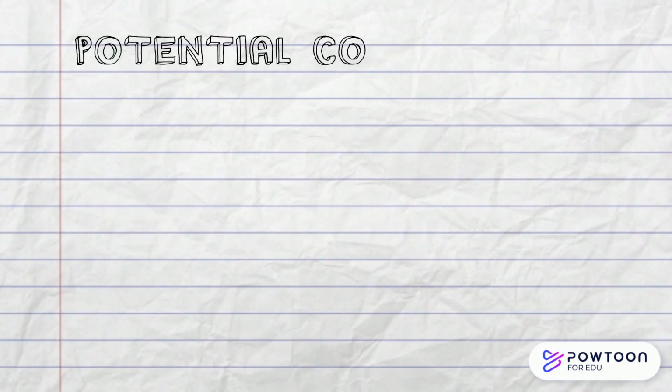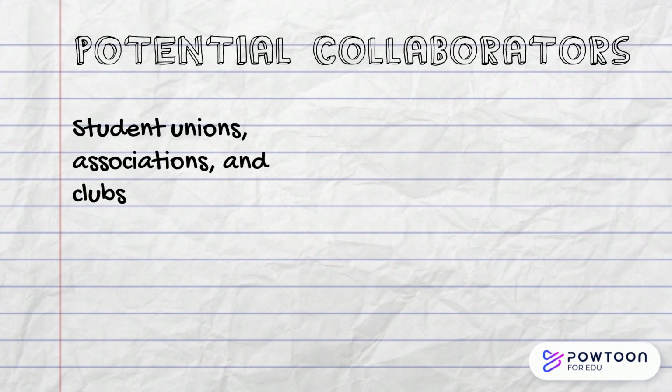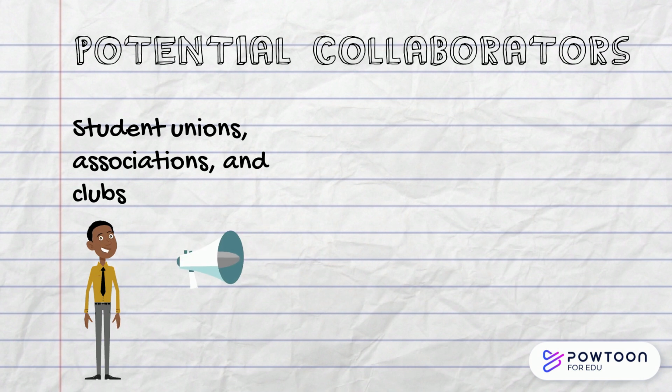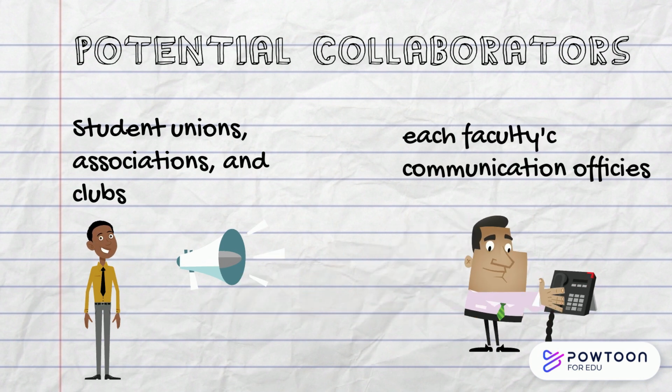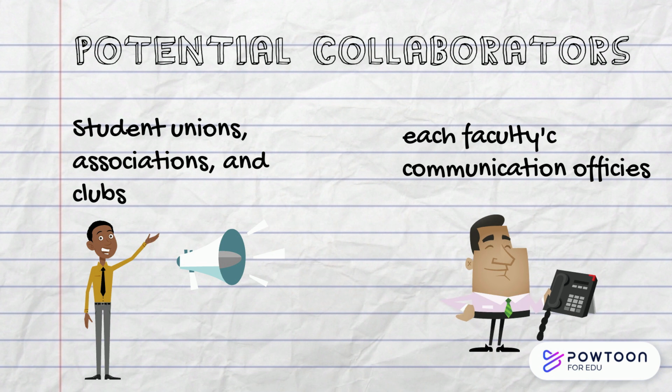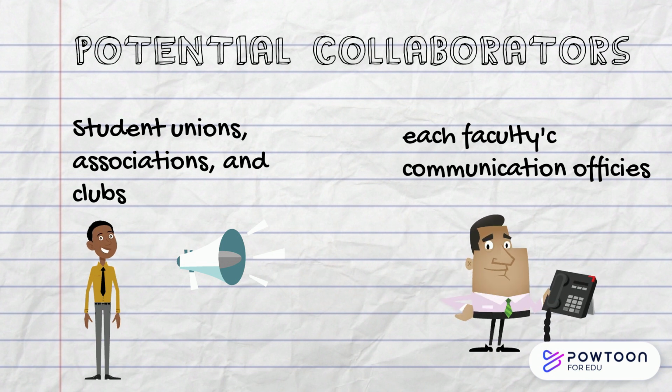For potential collaborators, we plan to reach out to different student unions, associations, and clubs, since they are most likely the ones being contacted for support by student-led advocacy projects. Through them, we can connect with student leaders and advertise our database within the student population. Moreover, we also plan to collaborate with different faculties' communication offices, since they will be interested in using our information to showcase the work done by their students as well.